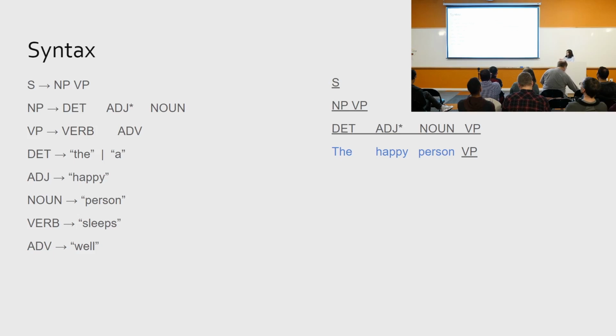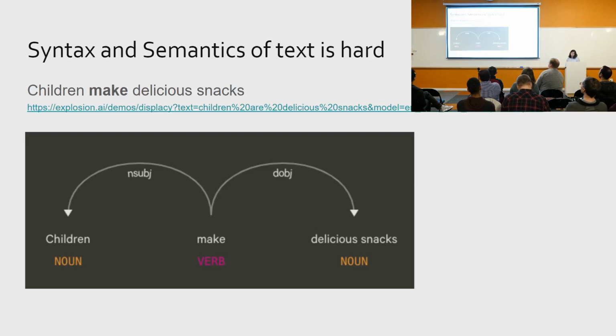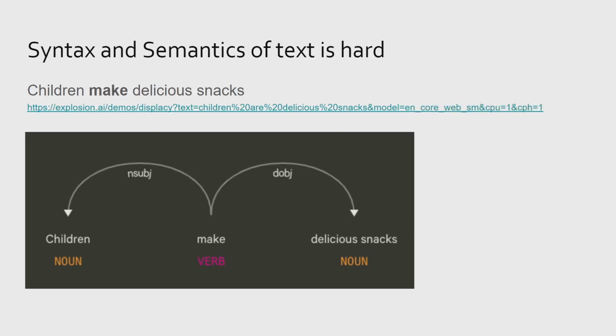The goal for understanding the syntax of language is to be able to understand the meaning of the language. What are they trying to convey? And that is semantics. That's what semantics means, the actual meaning that's being conveyed in the language. But it's not super easy. So syntax and semantics of text is hard. Children make delicious snacks. Are you eating children? Or are the kids making some snacks?